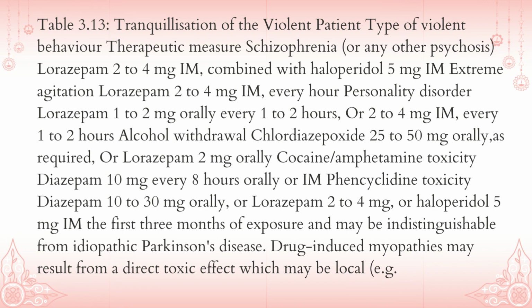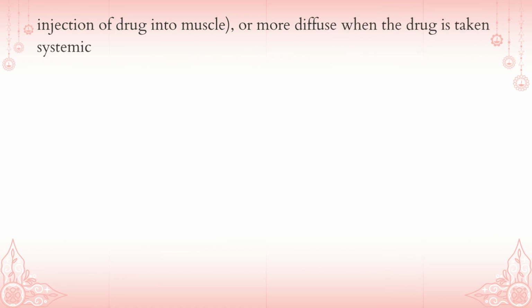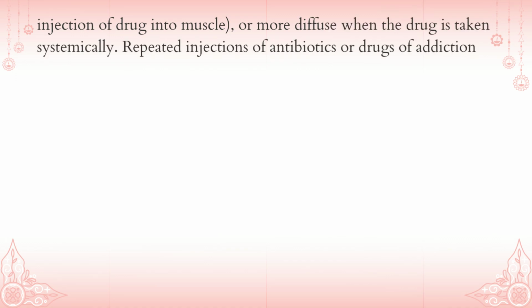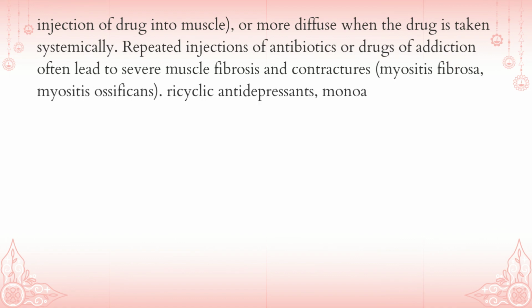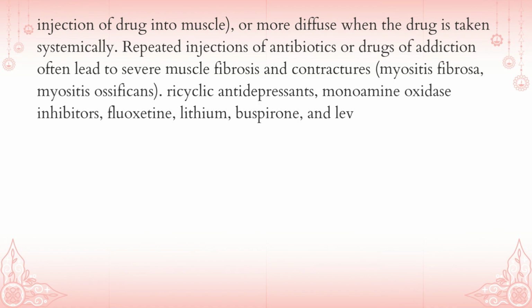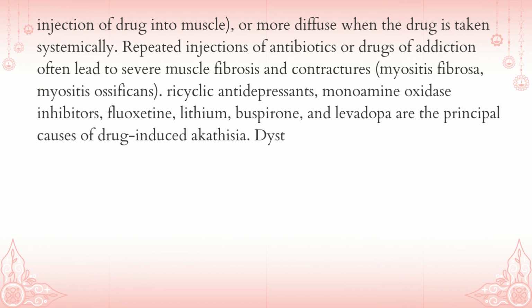The first 3 months of exposure, and may be indistinguishable from idiopathic Parkinson's disease. Drug-induced myopathies may result from a direct toxic effect, which may be local, e.g. injection of drug into muscle, or more diffuse when the drug is taken systemically. Repeated injections of antibiotics or drugs of addiction often lead to severe muscle fibrosis and contractures, myositis fibrosa, myositis ossificans.